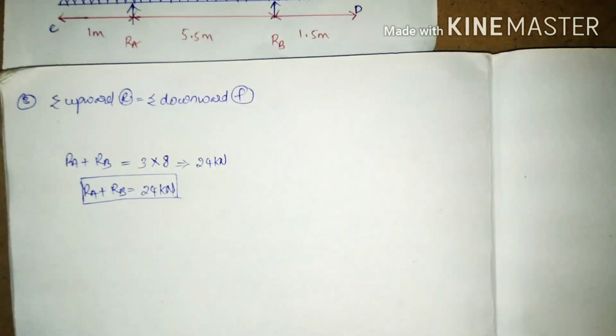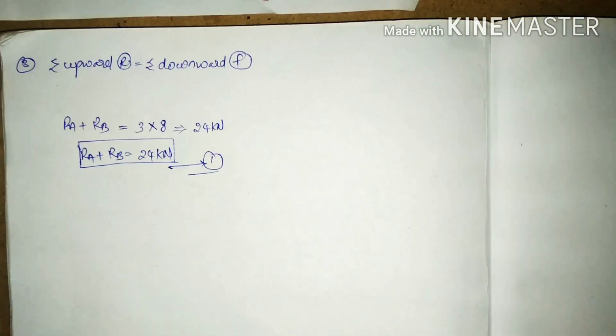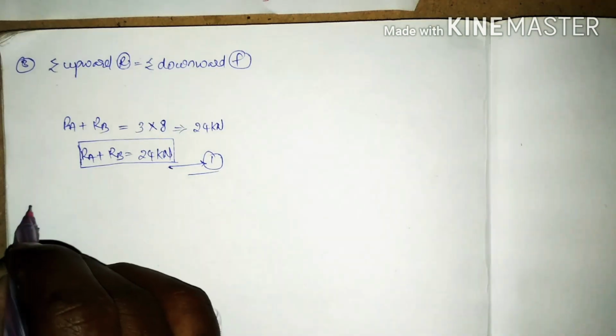We don't know the individual reactions RA and RB. To get them, we follow the moment method and the substitution method: find any one of the reactions, then substitute the known reaction into equation 1 to get the other value. Let's see how the procedure will be.